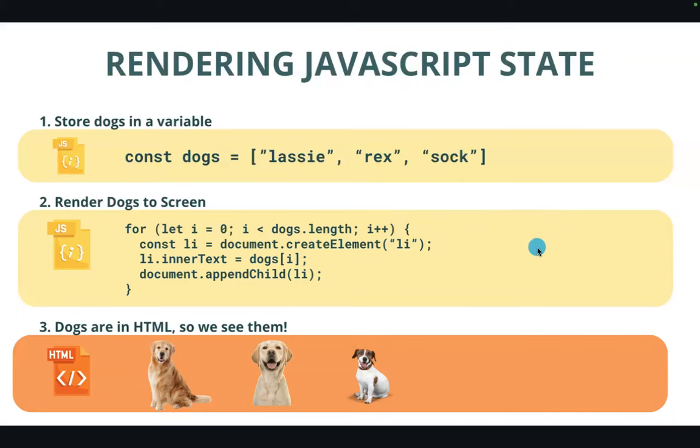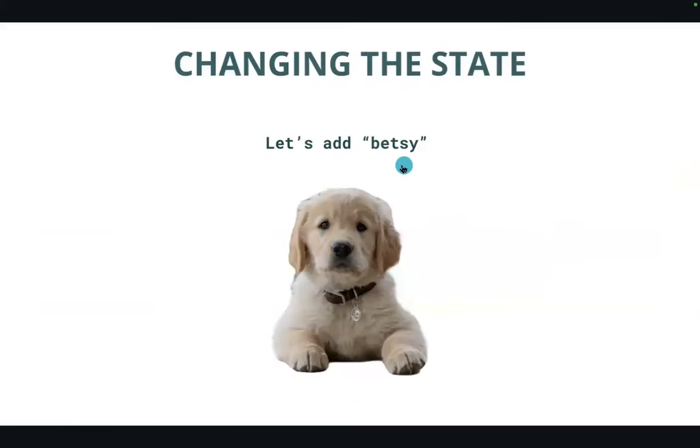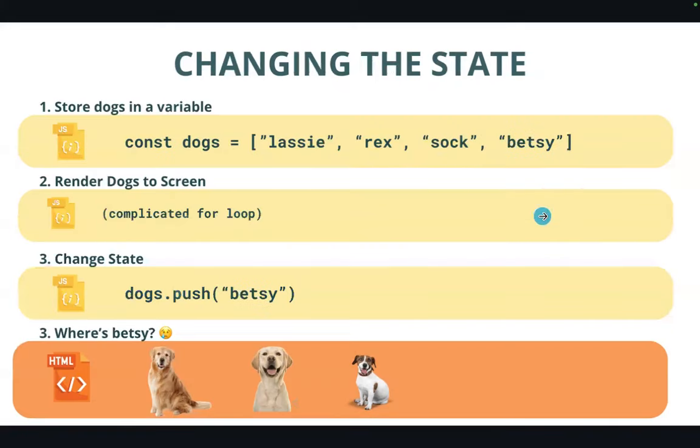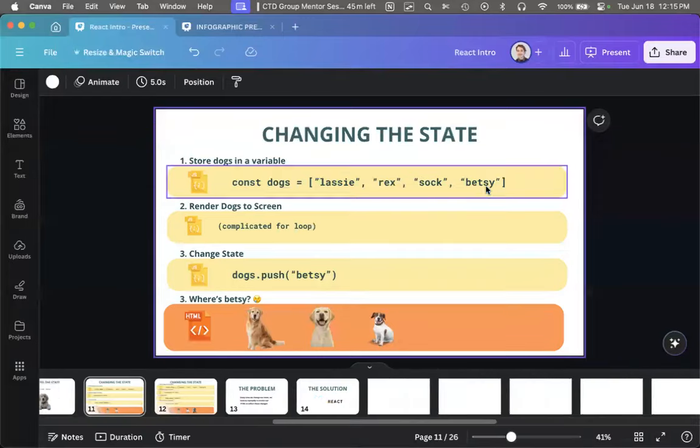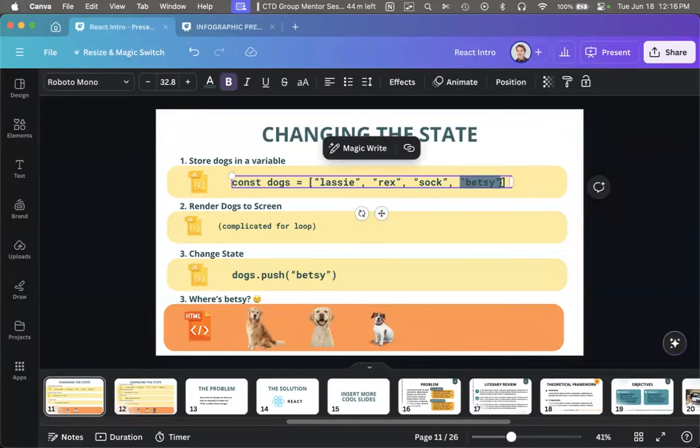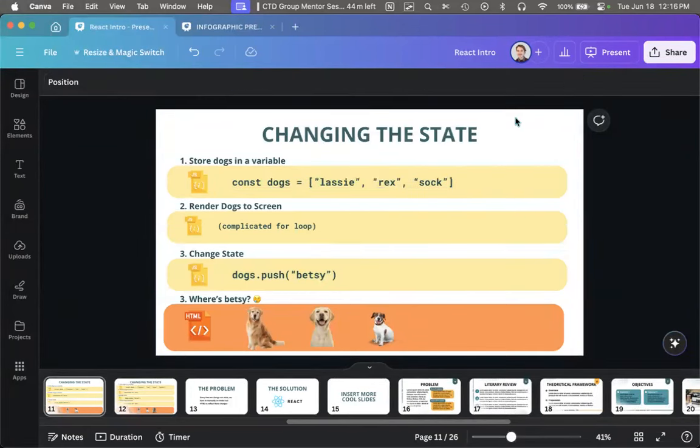Okay, so the next step is, what if we want to add another dog? So we want to add Betsy here. And the way we do that, well, one way is we could add Betsy just right in here. Oh, and I have a version with Betsy. I should fix that. Imagine Betsy's not there. No Betsy yet.